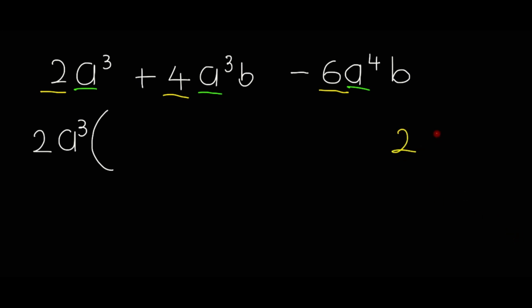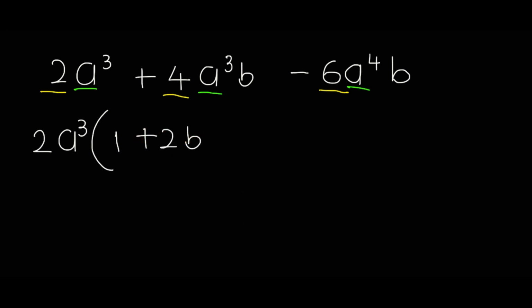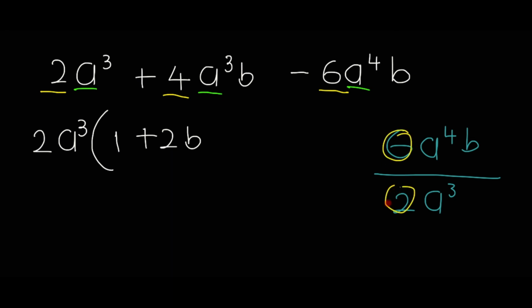So 2a cube divided by 2a cube, and obviously that is 1, and then for this one we have 4a cube b divided by 2a cube, so a cube and a cube cancel, and then 4 divided by 2 equals 2, and then here we have b, so we remain with 2b. And then as for this one we have 6a to the power 4 b, divided by 2a cube, so 6 divided by 2 is 3, and then a to the power 4 divided by a cube, because it is 4 we remain with a to the power 1 because the 3 cancels, and then b goes along as 1, so here we have minus 3ab, and then this is our final answer.